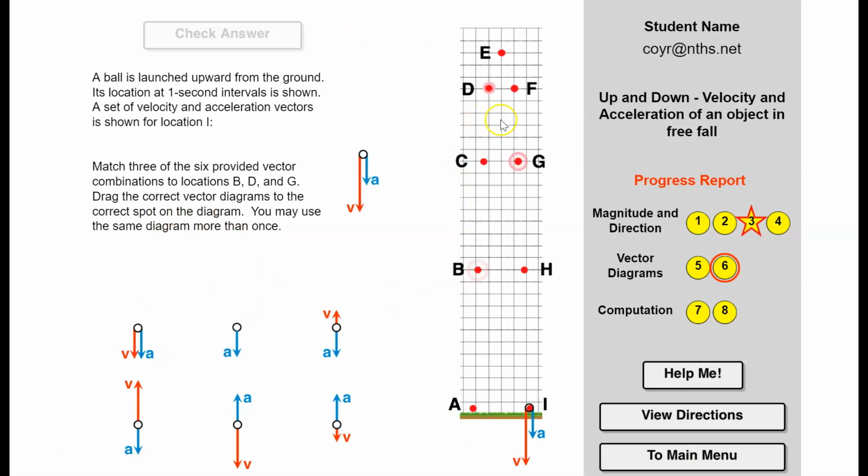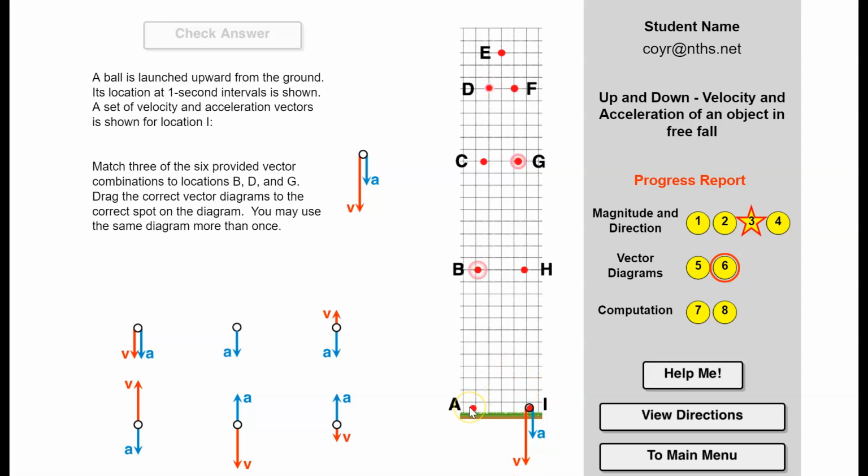Ball is launched upward from the ground. Its location at 1 second intervals is shown. Set of velocity and acceleration vectors is shown for location 1. Okay, so what we have happening here: if you check out position I, rather, the acceleration is down. It's always down. Gravity is always pulling down. And the velocity is down at I.